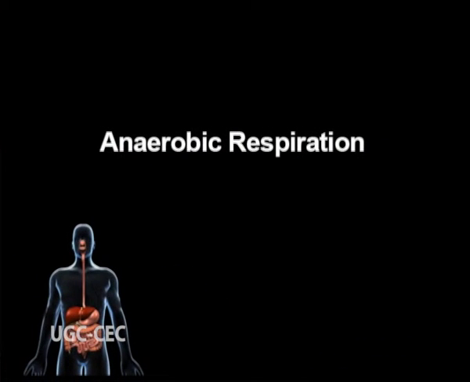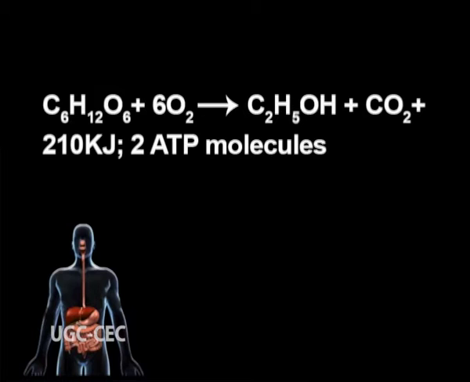Second, anaerobic respiration. It occurs when incomplete oxidation of carbohydrates takes place in absence of oxygen, releasing alcohol or lactic acid and carbon dioxide. It occurs in plants, microbes and animals. In this case, a glucose molecule upon oxidation produces ethyl alcohol, carbon dioxide and 210 kilojoules of energy, that is around 2 ATP molecules.